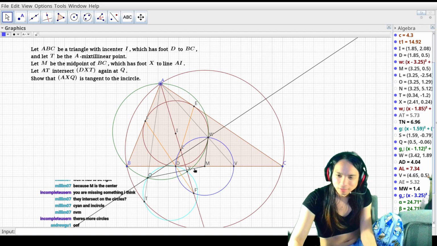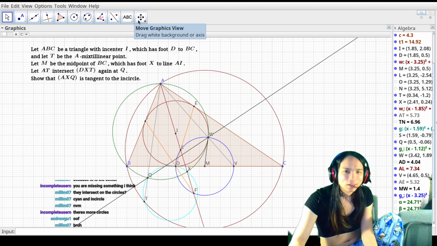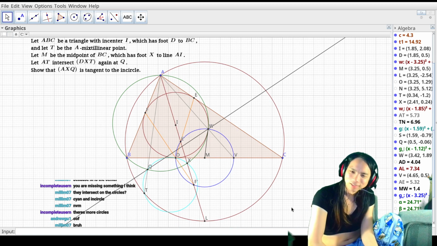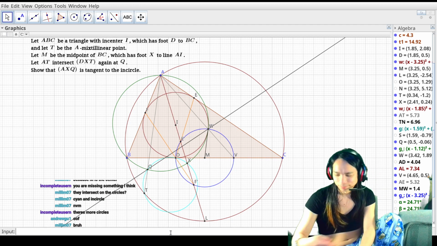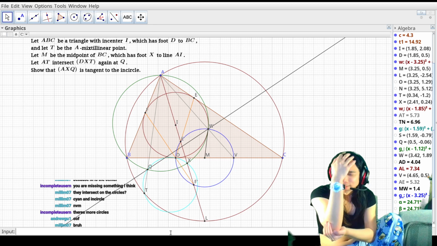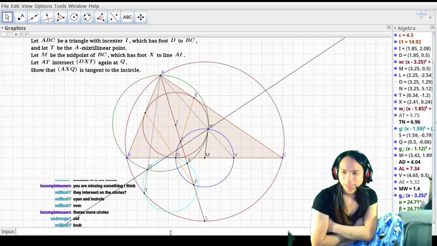Okay, sorry, scratch that. What did I think was going on? Somehow I convinced myself M, X, Q is collinear, which, well, that's just not true. Yeah, we know where the tangent point is, but I lied. They're just not collinear. It's just not true.